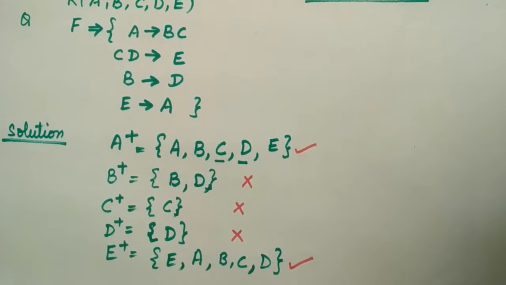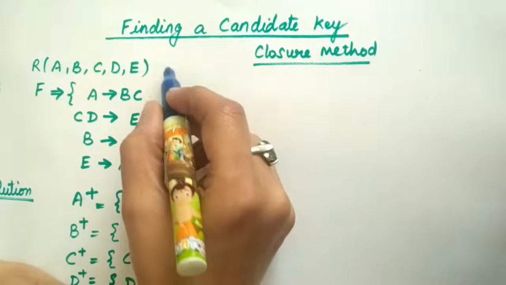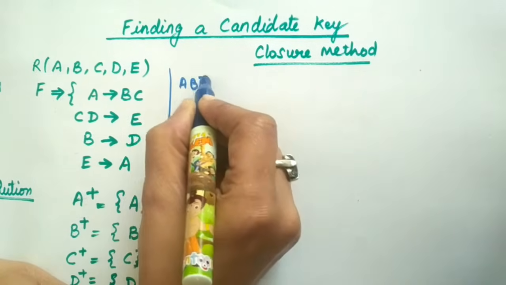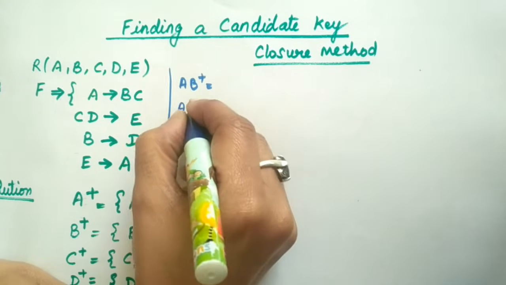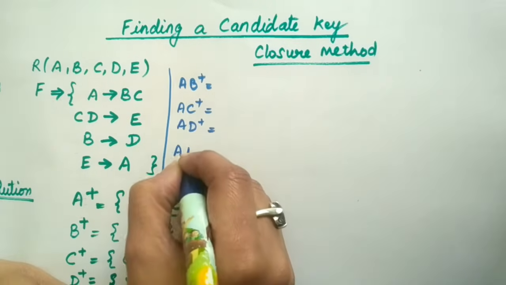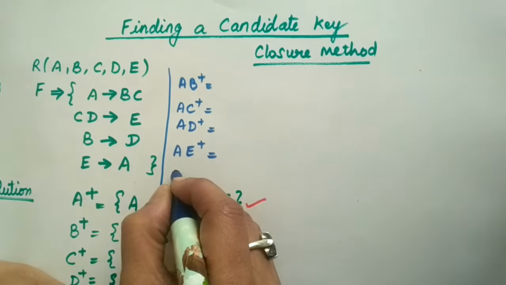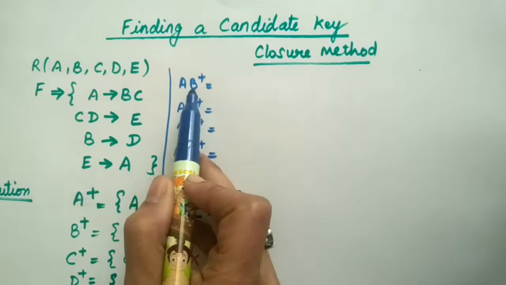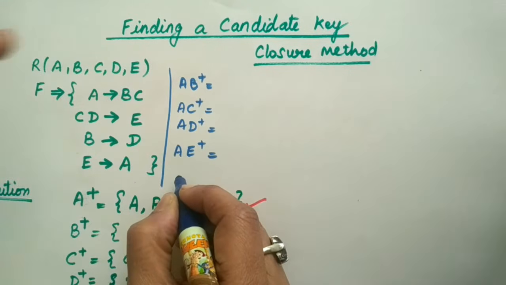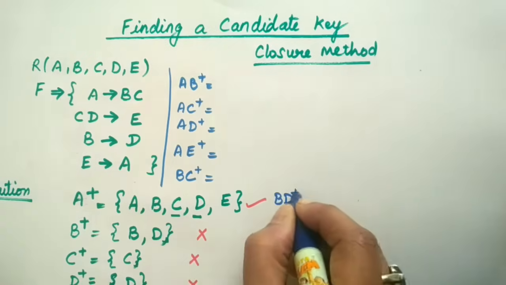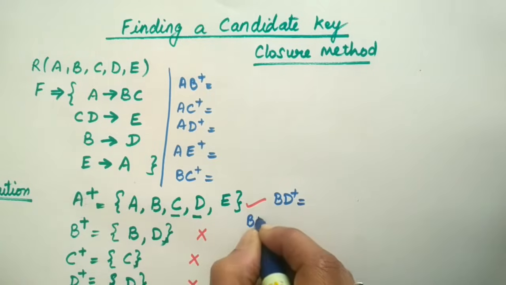Let us find the closure with two attributes. With two attributes, all the possible combinations will be AB, AC, AD, AE, then BA. The next combination will be BA, but I have taken AB. So AB and BA are similar. BA I will not write here. BB is equivalent to B, then BC, BD, BE.